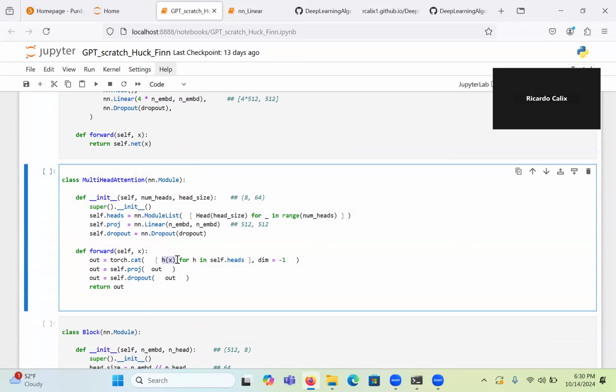So each one will get an n by 40 by 64 coming out in a list. And then that list is going to go into torch cat, and torch cat just does the concatenation. And once I have this out here, it'll be n by 40 by 512. That's it. That's the whole transformer. That's why it's called transformers.